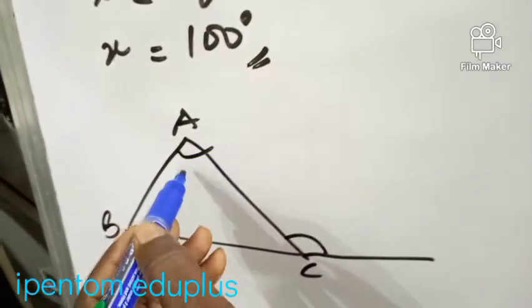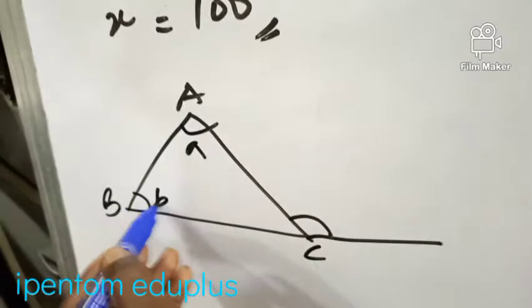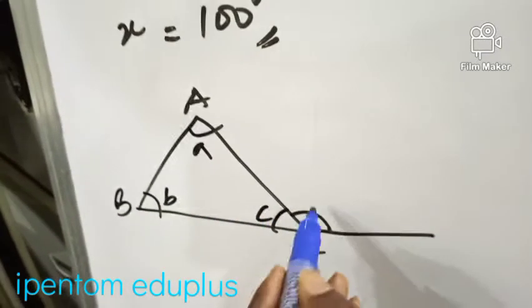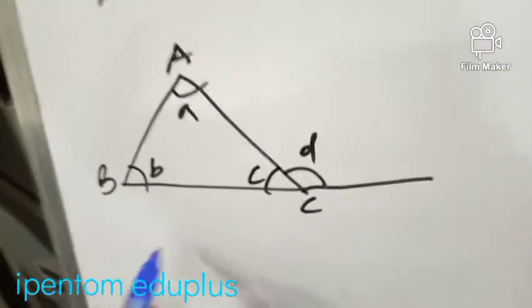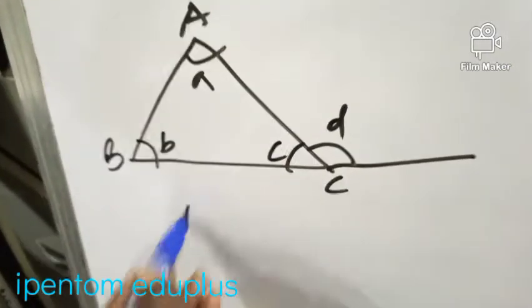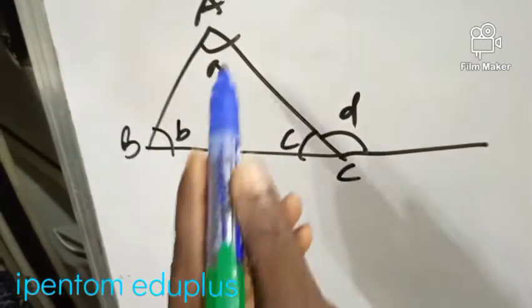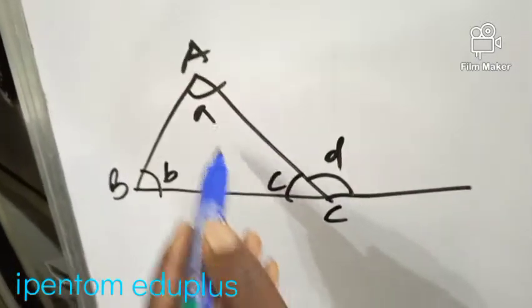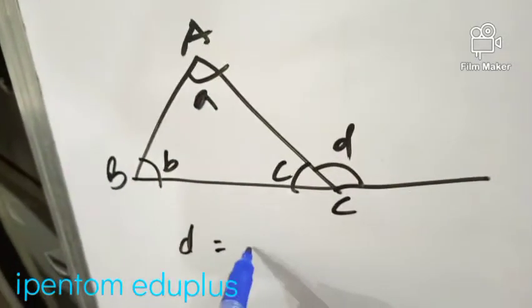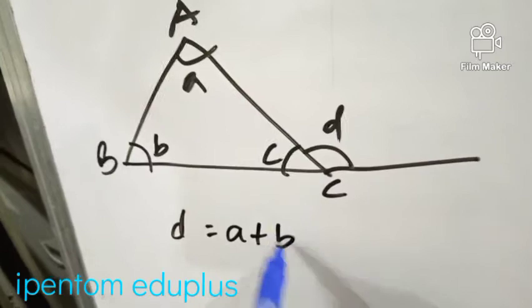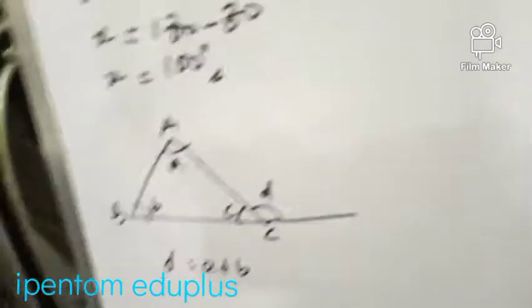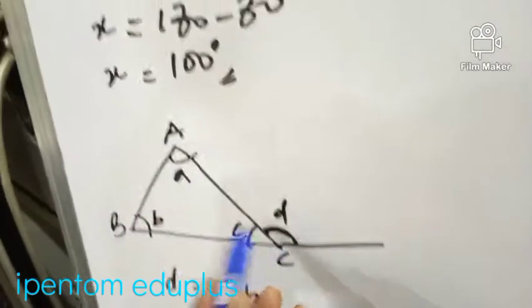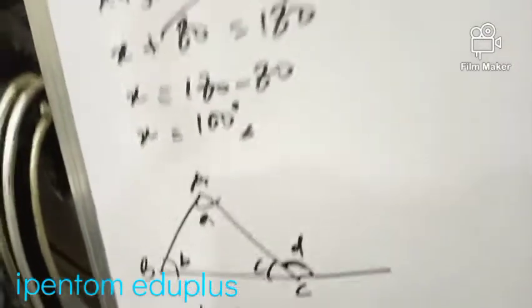In addition to angle ABC, we have another angle outside. Let me call the angle D. So this exterior angle, which is D, is equal to the sum of the opposite interior angles. That is, D is equal to A plus B. So you can see that the exterior angle is equal to the sum of the opposite interior angles.